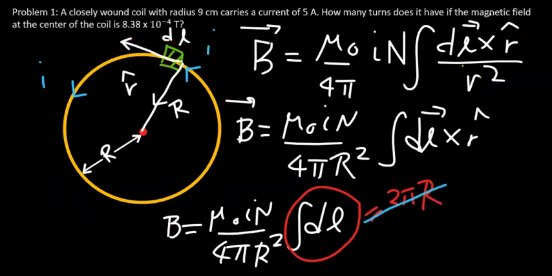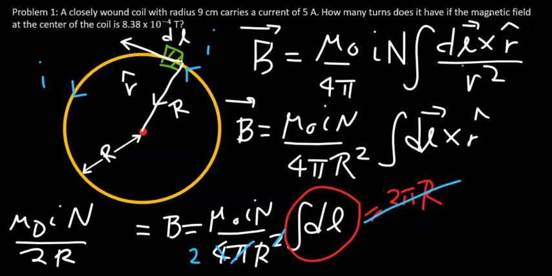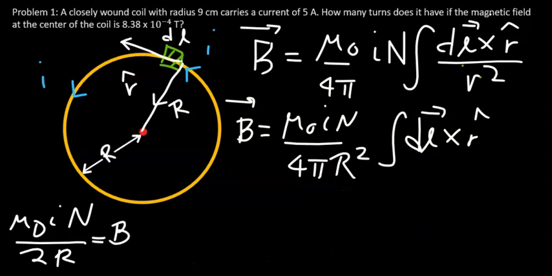We note that this 2 pi r will be cancelled by this pi, 1 r there, and this will be 2. So the expression for the magnitude of the magnetic field at the center quite simply becomes mu naught I N over 2 times the radius of the coil. Note, we know the magnitude of the magnetic field. That's given by that expression. We know the radius of this coil, which is 9 cm. Mu naught is a constant. The current is 5 ampere, that is also given, so we can solve for the number of turns.